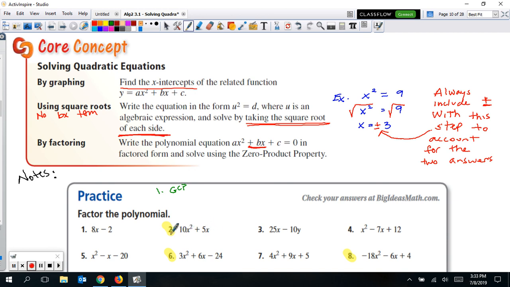5 can come out, because 5 can go into 5, of course, and 5 can go into 10. So 5 can come out. And they both have one x, so we can factor out an x. So what's that going to leave us now in our parenthesis? We're still going to have a parenthesis here, 2 terms.